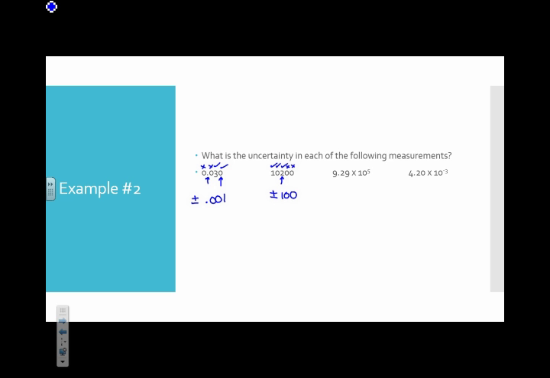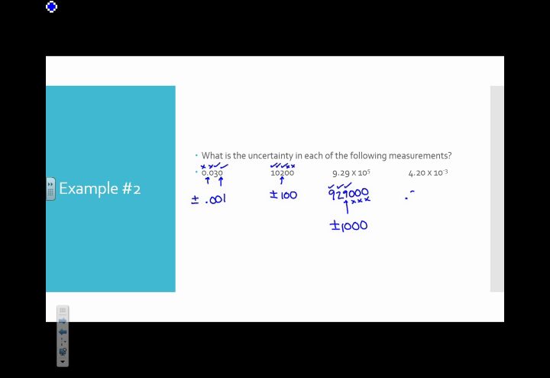9.29 times 10 to the 5th I have to write out so that I know where my decimal place actually is here. And so I've transposed it out of scientific notation, and I see significant figure, significant figure, significant figure, not significant figure. So my last significant figure is located in that decimal place. That is the thousandth decimal place, so my uncertainty is plus or minus 1,000.